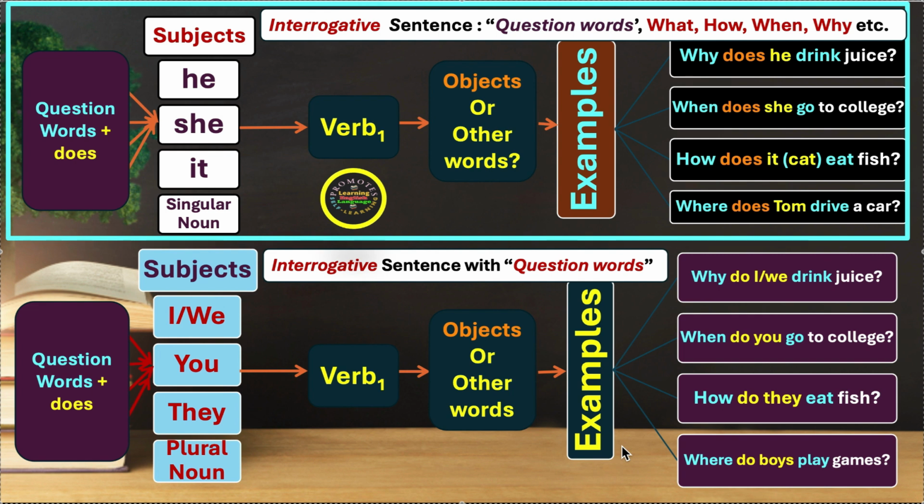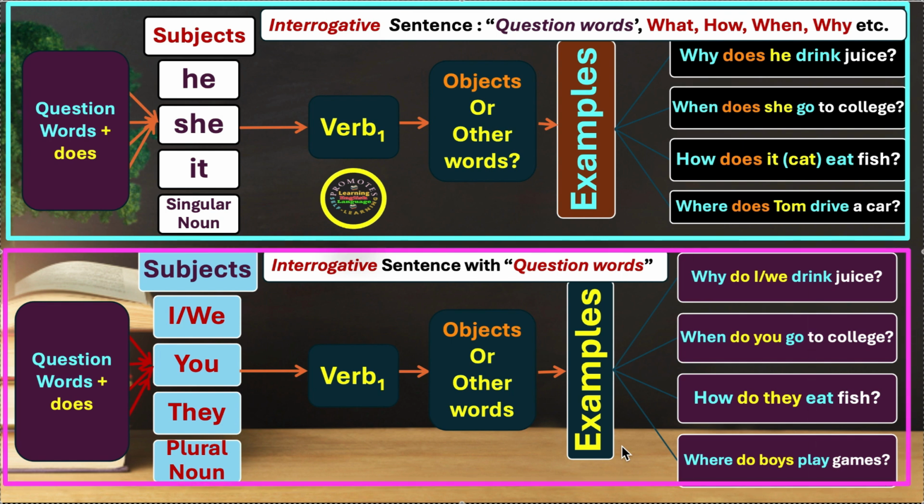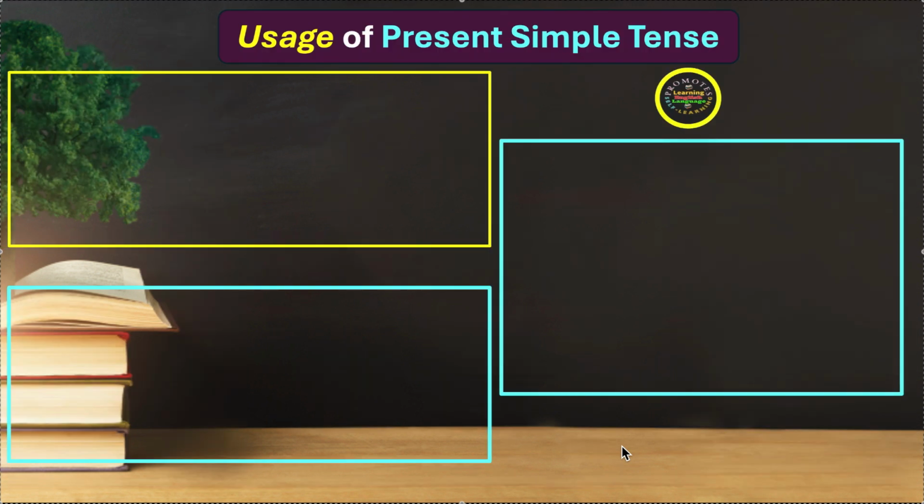So the question words come first. Then we have do or does. And then we have the first form of the verb and objects or other words. We put this rule in the box. We continue our discussion about usage of present simple. Where can we use it? How is it used? Just knowing the rules is not enough. We must know where and how to use the rule in the context, in the situation.